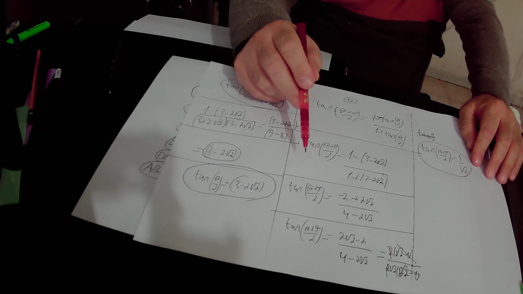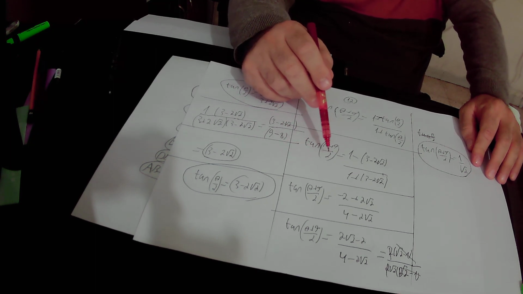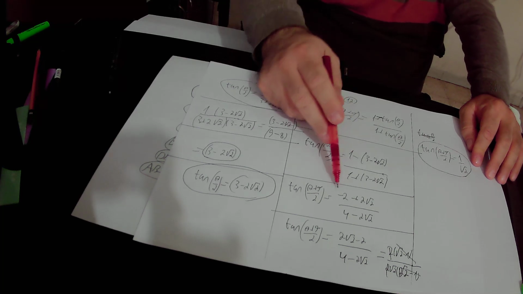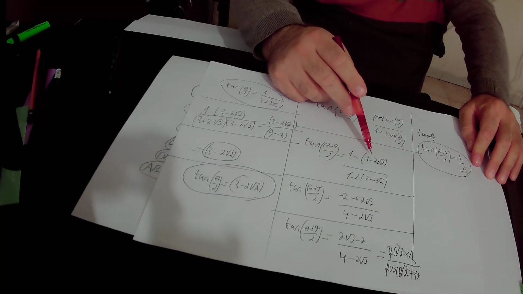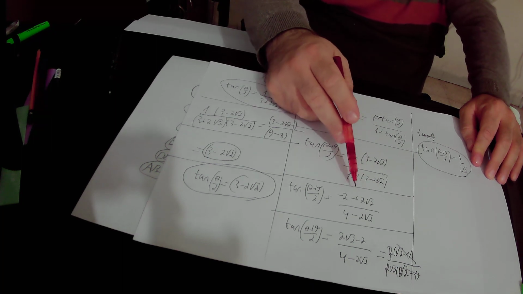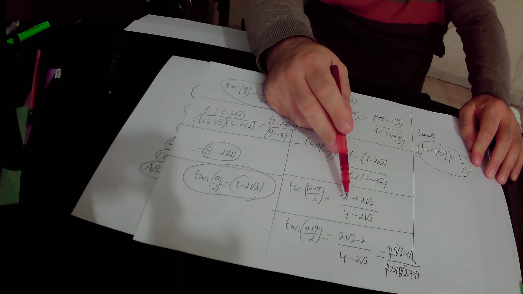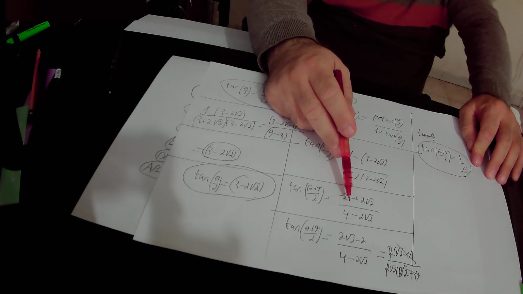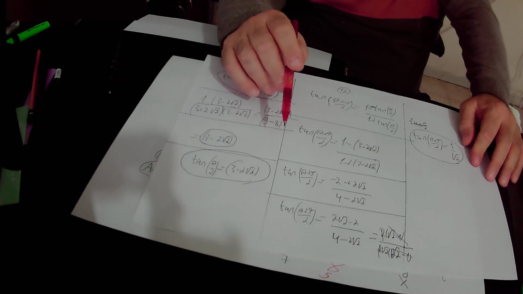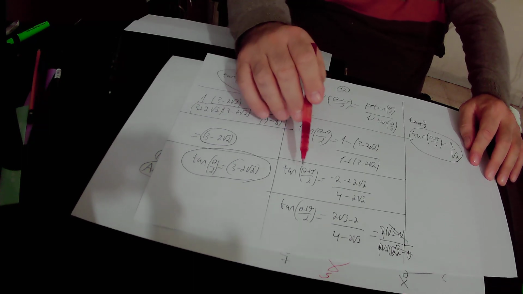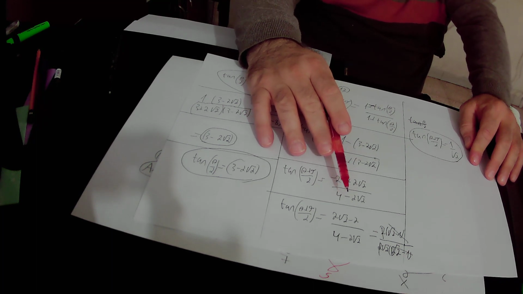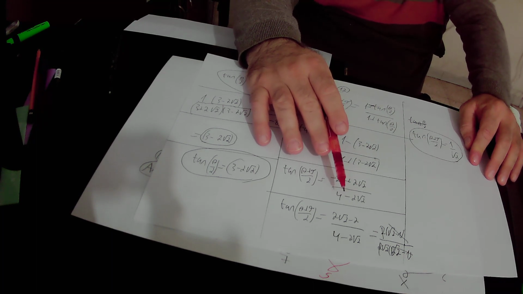So here we open the brackets, and 1 minus 3 is minus 2, minus and minus is plus, so here we have plus 2 times square root of 2. 1 plus 3 is 4. So here in the denominator we have 4 minus 2 times square root of 2. So in conclusion, we found out that tangent (theta plus alpha) over 2 equals (2 times square root of 2 minus 2) over (4 minus 2 times square root of 2).